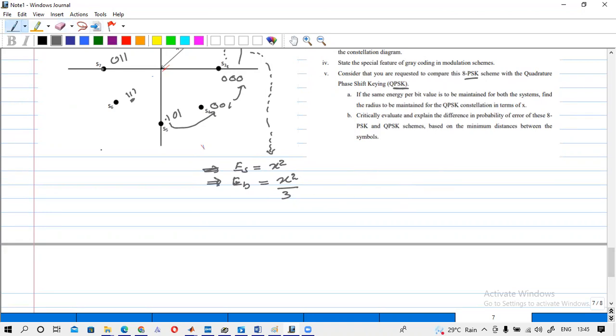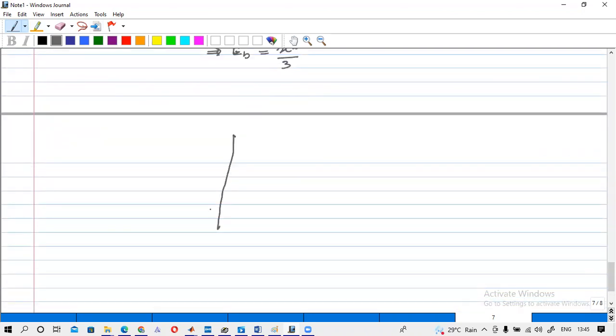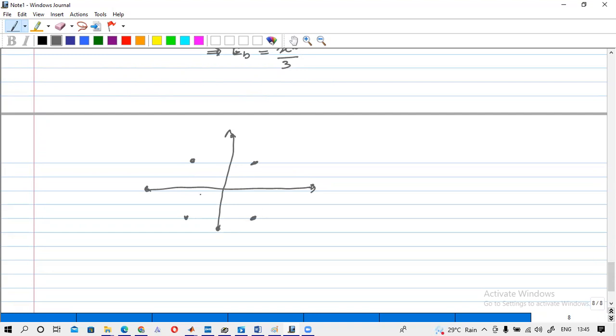Now you know that in QPSK, you will be having two basis functions and four symbols. Let's mark the four symbols like this. So these are the four symbols. Let's say that this is S1, S2, S3, S4.